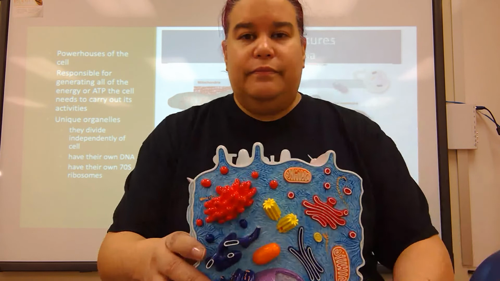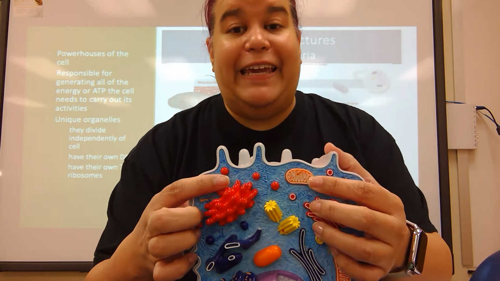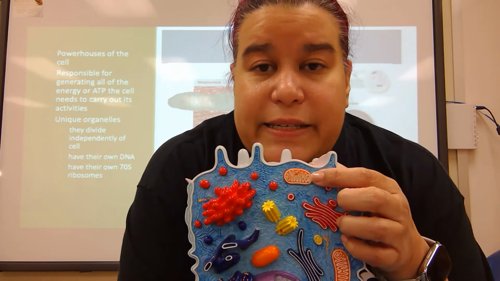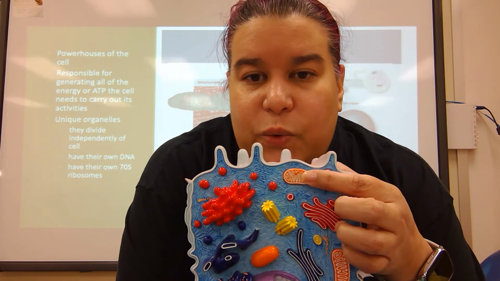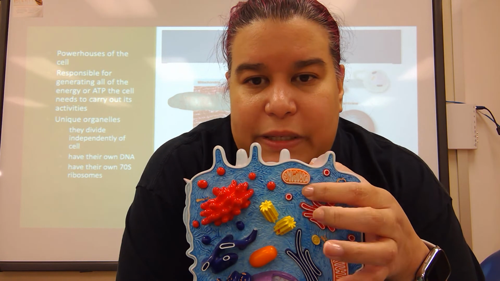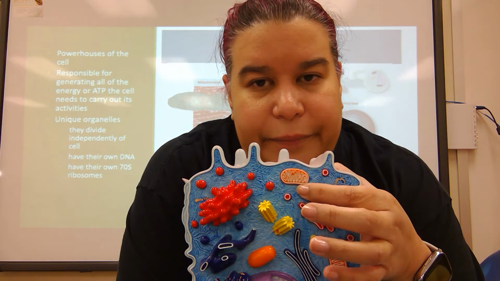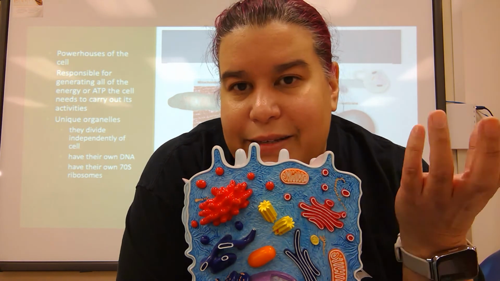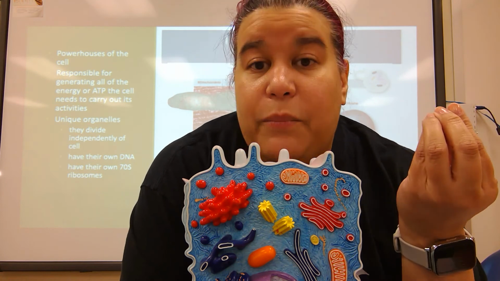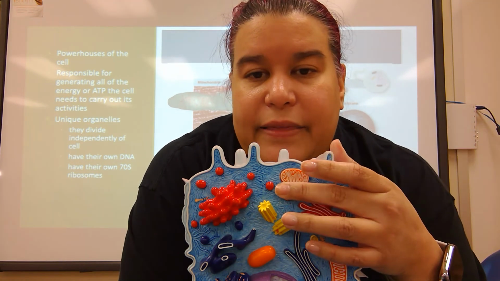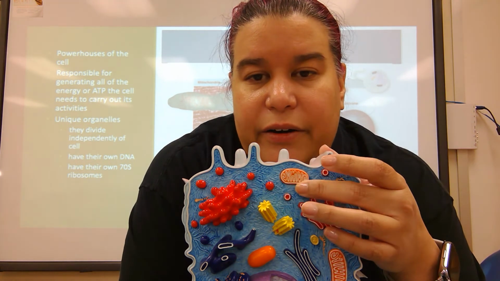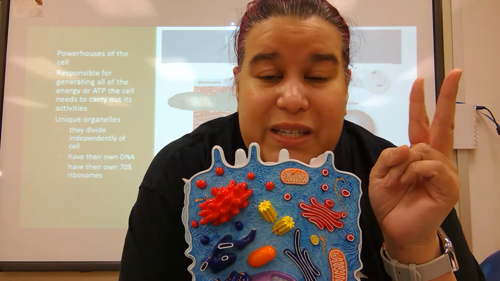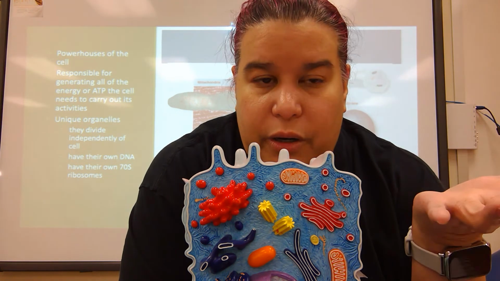So if you look here, this is a mitochondria. You can see the squiggly inside and you can see this membrane out here. That squiggly inside is its own independent membrane. And then the outside here is a second membrane. So it's a double membrane structure. Okay.